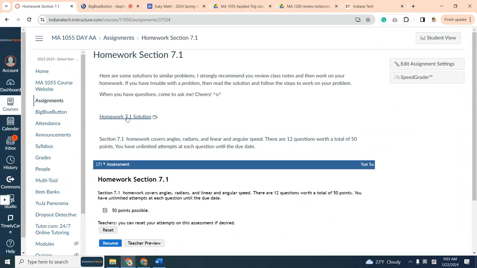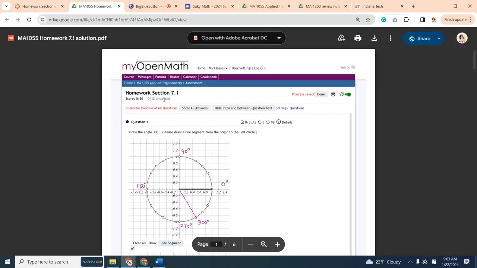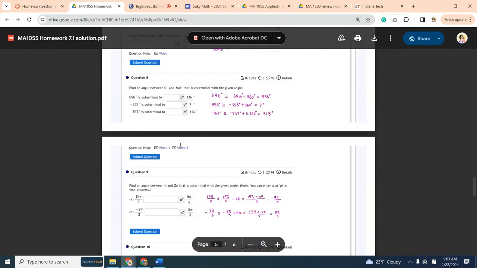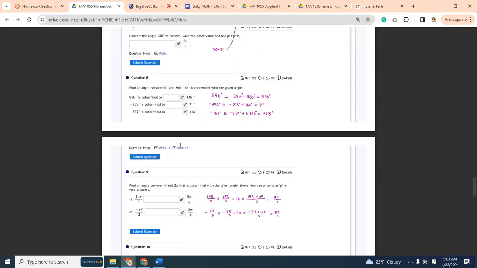I give you the complete solution. So this is the solution. All right. If you get stuck on some problems, feel free to look at the solution. For each problem, you have 3 attempts. But after 3 attempts, if you still get it wrong, MyOpenMath will generate a new problem, just with different numbers, a similar type of problem. So you have unlimited attempts to do your homework.